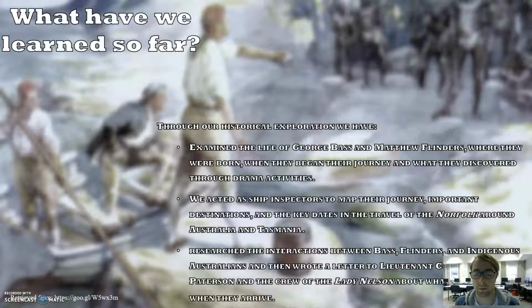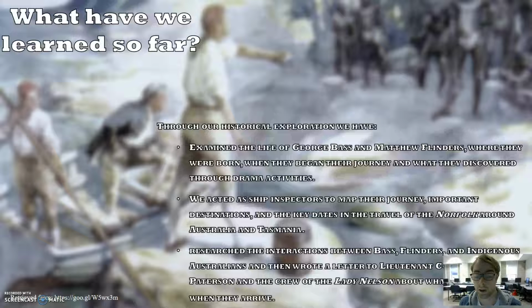In another lesson we participated in, we acted as ship inspectors to map the journey of Matthew Flinders and George Bass. We mapped the important destinations in their journey, the key dates in their travel, which was quite fun for all of us. I think we all had a really good time with that lesson.